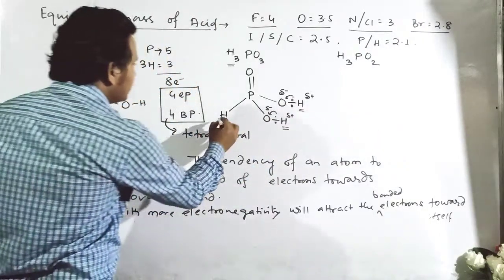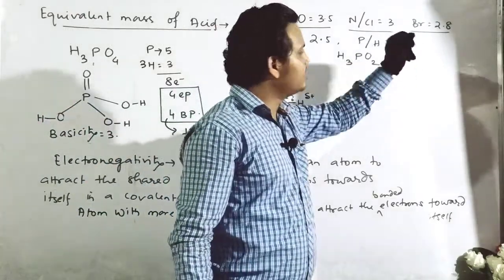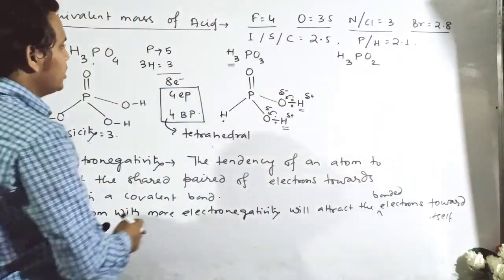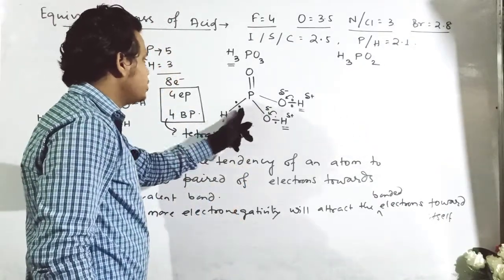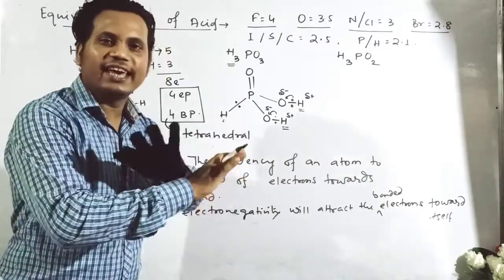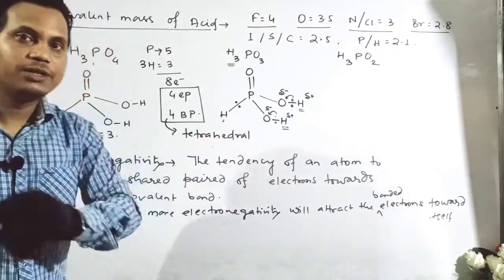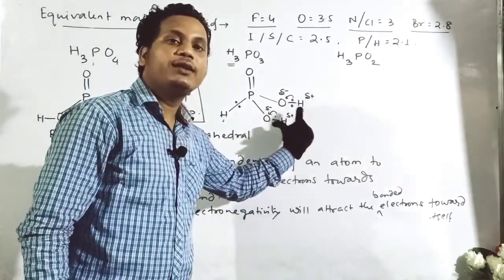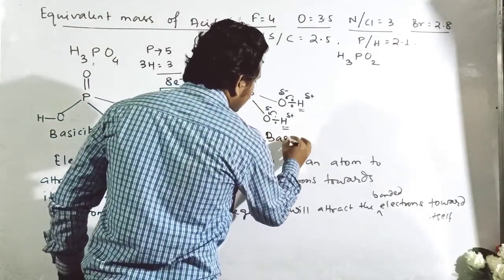Now you see for this hydrogen, phosphorus and hydrogen both have exactly the same value of electronegativity, 2.1. So here the electron pair will lie in the middle. Neither phosphorus nor hydrogen will attract it. So this hydrogen cannot be removed from the acid. So only these two hydrogen can be replaced from the acid. So its basicity will be 2.